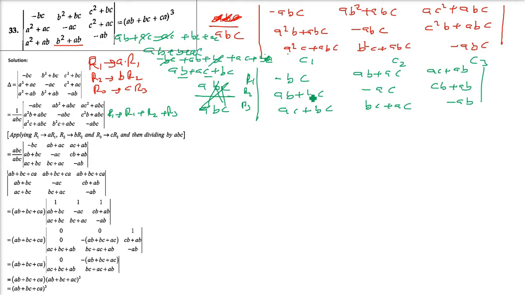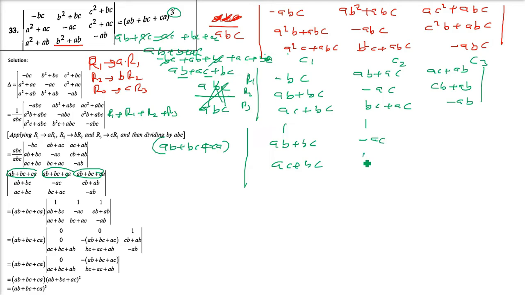So all of it, when we add the rows, just assume that we have added it up. AB plus BC plus CA has come in the first row. I am skipping the steps because we have less space. So AB plus BC plus CA we already got. We have 1, AB plus BC, AC plus BC. Here we have 1, minus AC, BC plus AC, 1, CB plus AB, and negative AB.